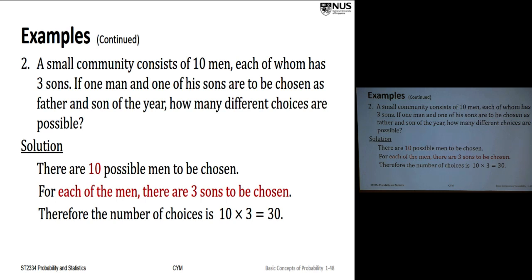In the previous example, we toss a die and a coin. The coin is head and tail. No matter what the outcome of your die, you will have head and tail. This one, you choose: this father has 3 sons. Another man as father has another 3 sons. So is it okay that I multiply them, 10 times 3?